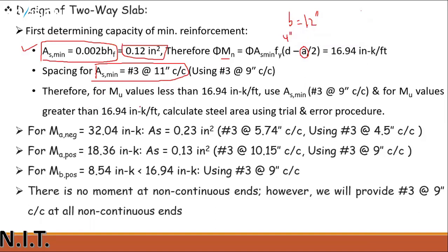For example, you can see the moment value that is less than 16.94, we have to provide this minimum area of steel. If the value is greater than 16.94, then we have to calculate the area of steel and the selection of bars for that steel. For example, MA negative moment is this one, and by using this moment we get an area of steel of 0.23 inch square.